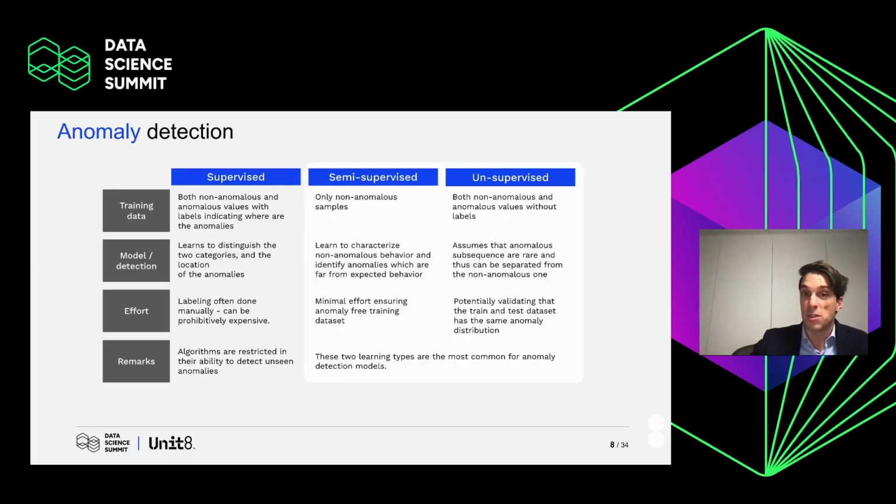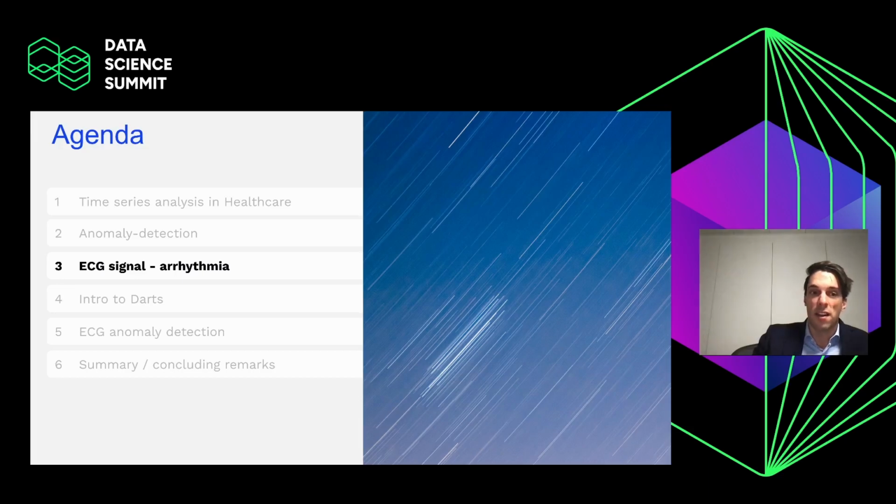On the other hand, semi-supervised and unsupervised modeling is becoming the quite preferred way when it comes to anomaly detection models, and there is very minimal effort required to make sure that certain underlying time series characteristics are in the training data, and because of that they are very popular. So, as the next point, let's talk about the ECG signal.